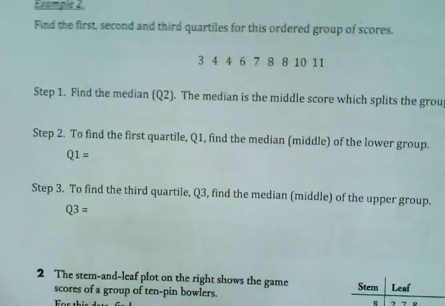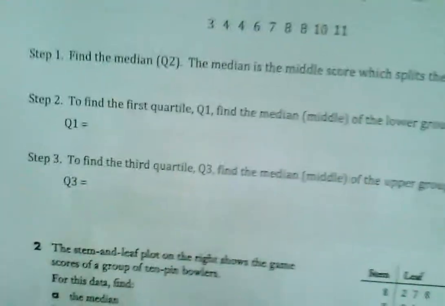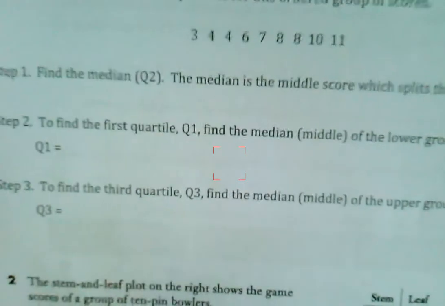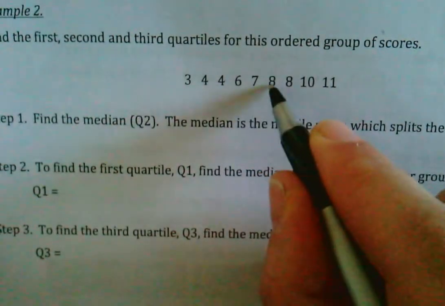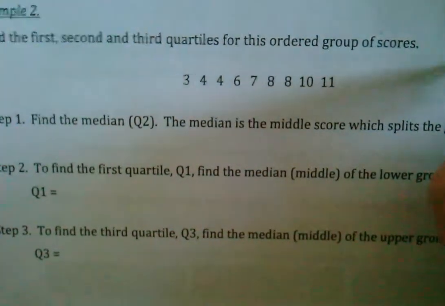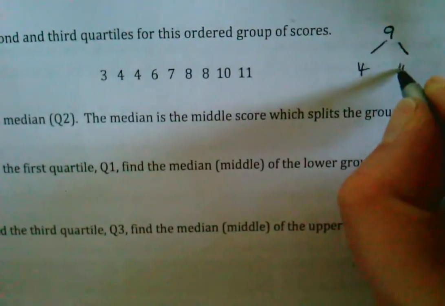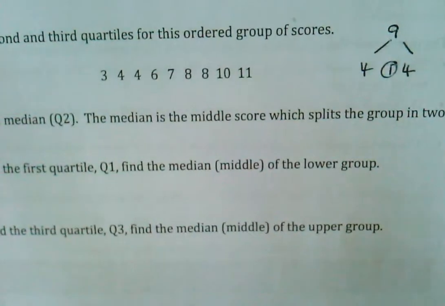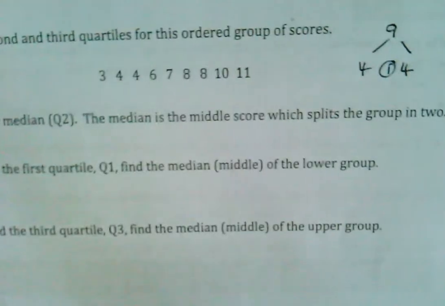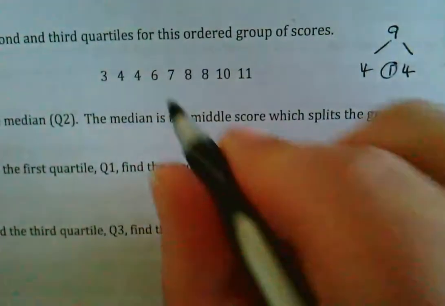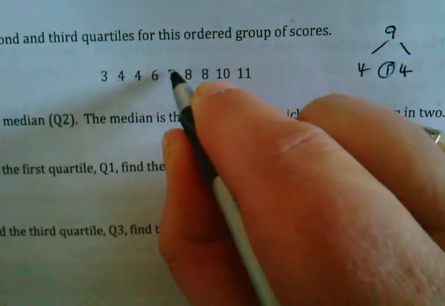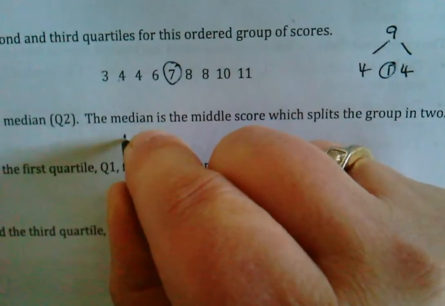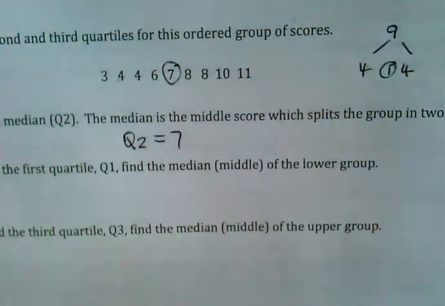So let's look at this example here. How many scores do I have here? I've got 9. 1, 2, 3, 4, 5, 6, 7, 8, 9. I've got 4 here and 4 there, and 1 score in the middle is my median. So my median is my 5th number. 1, 2, 3, 4, 5. So Q2, or my median, is 7.